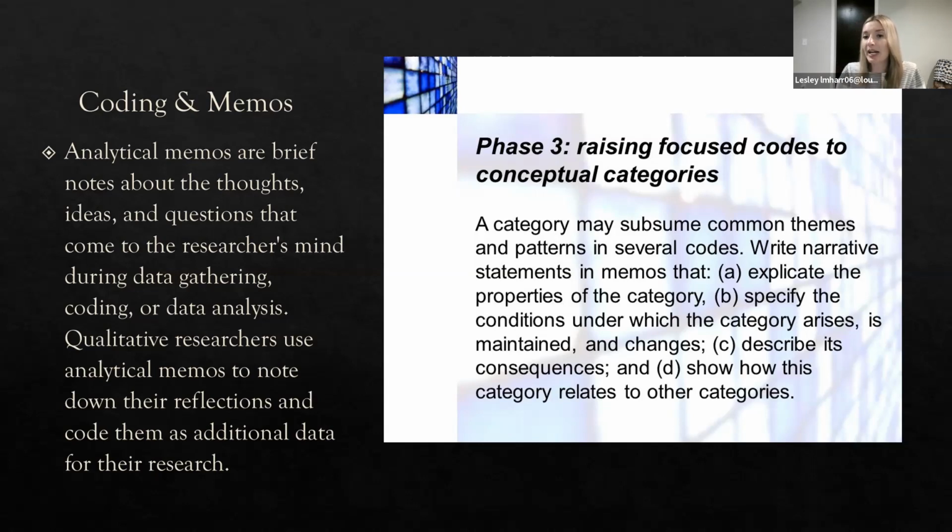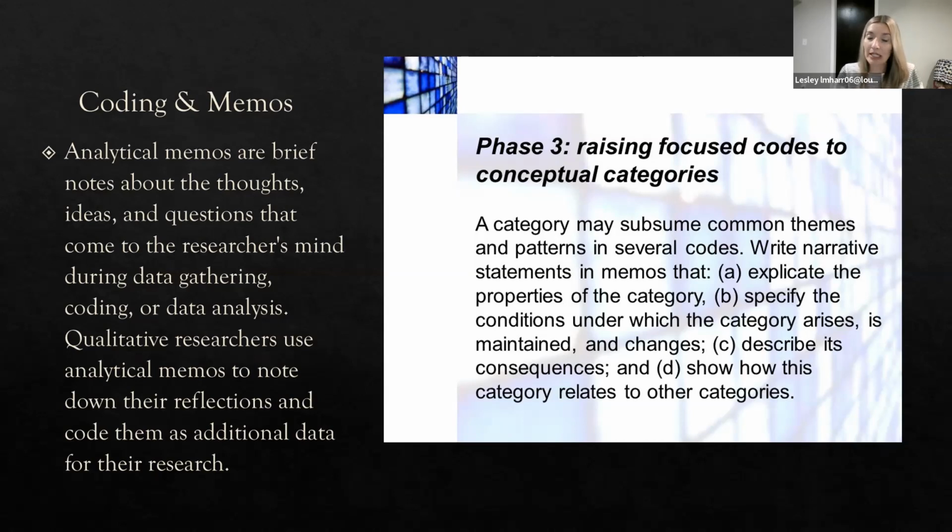A category may subsume common themes and patterns in several codes. So we want to use memos to try to understand our categories by writing narrative statements in the memo that explicate the properties of a category, which I'll explain in a minute, specify the conditions under which the category arises, is maintained, and changes, and describe its consequences. And show how this category is related to other categories. So what are the linkages between this category and others?